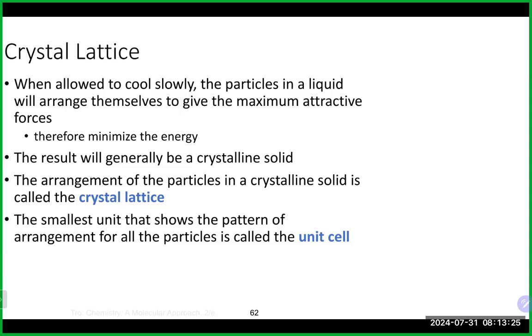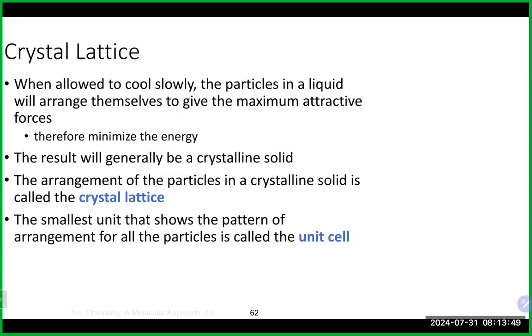And that is really the goal of a lot of things in chemistry, is to get things to a sort of lower energy sort of situation, which is, again, a more stable situation. The result is we do get this crystalline solid, and the arrangement of these particles is what's known as the crystal lattice.